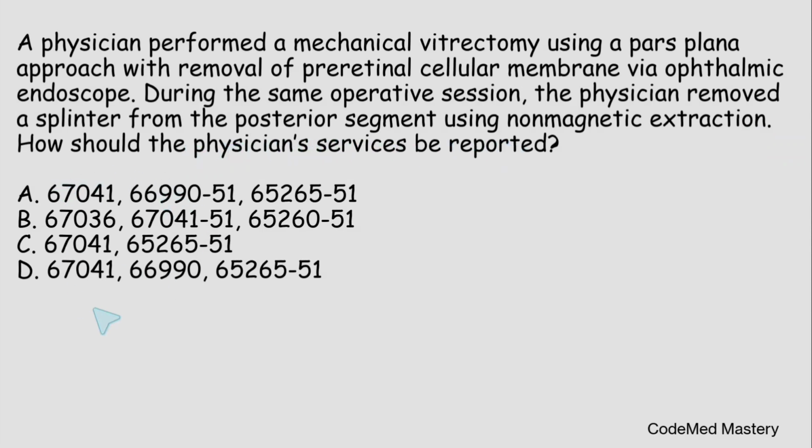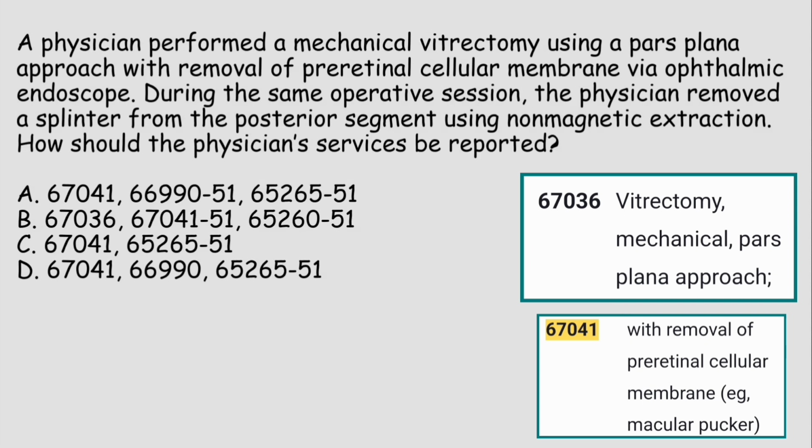In the options, there are many codes. So as usual, we'll check the first code from each option. Okay. So in option A, they have given 67041. In option B, 67036. In option C and D, again 67041. So let us check 67041 and 67036. The code 67041 is for vitrectomy, mechanical, pars plana approach with removal of pre-retinal cellular membrane, and the code 67036 is for vitrectomy, mechanical, pars plana approach.